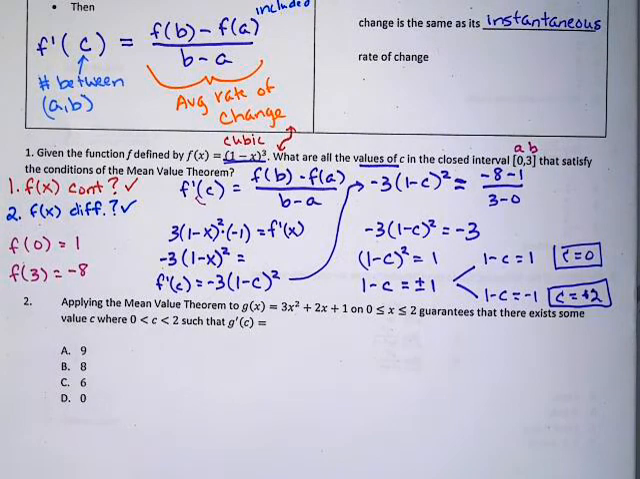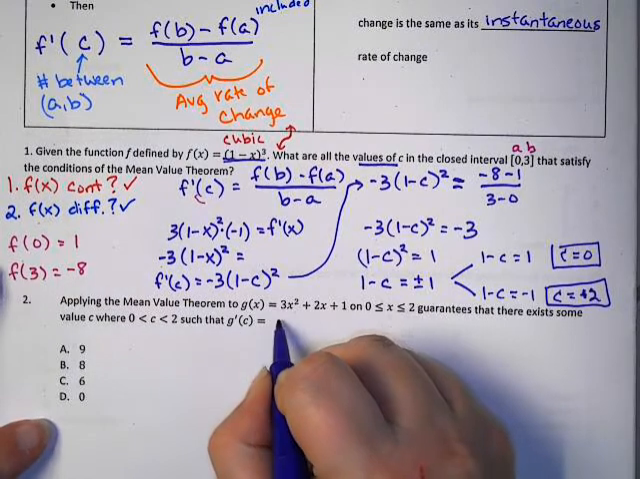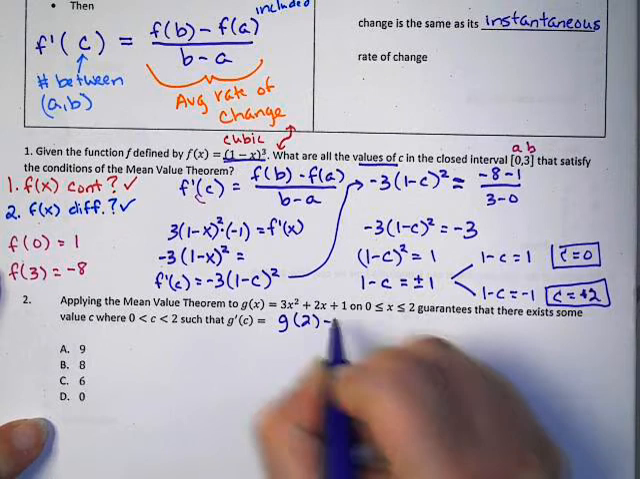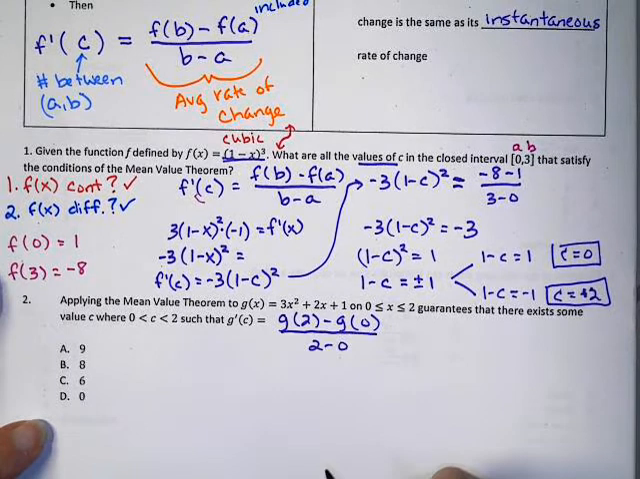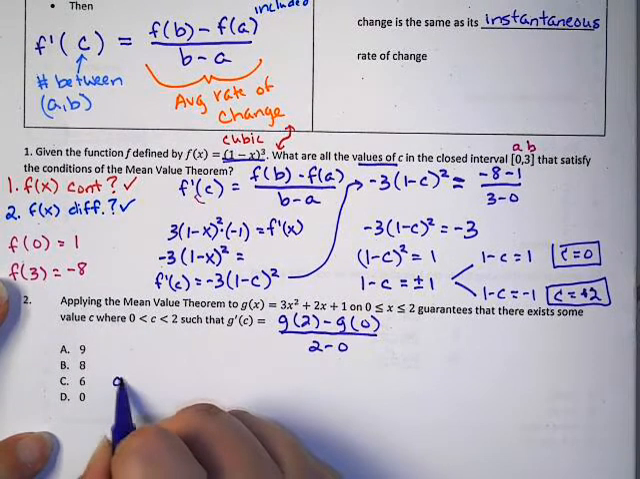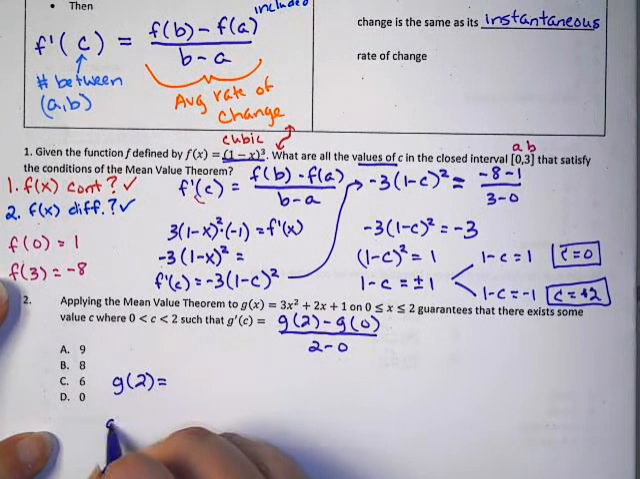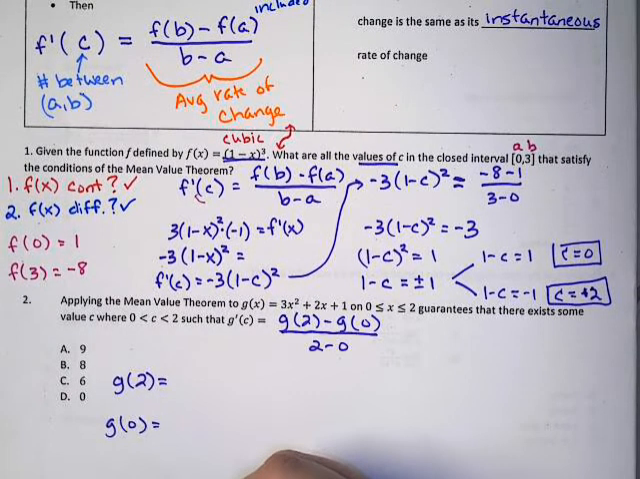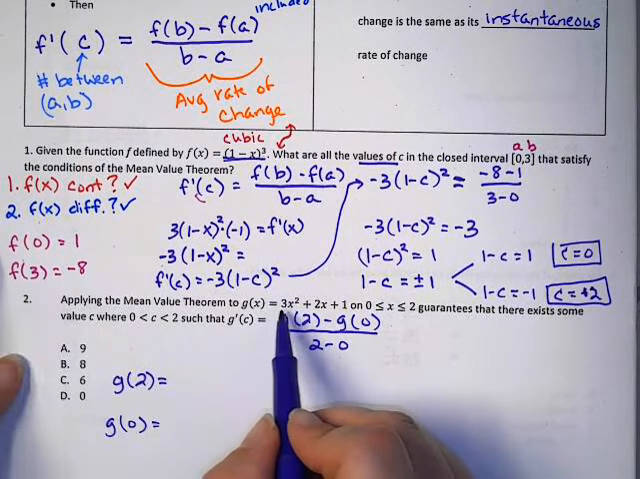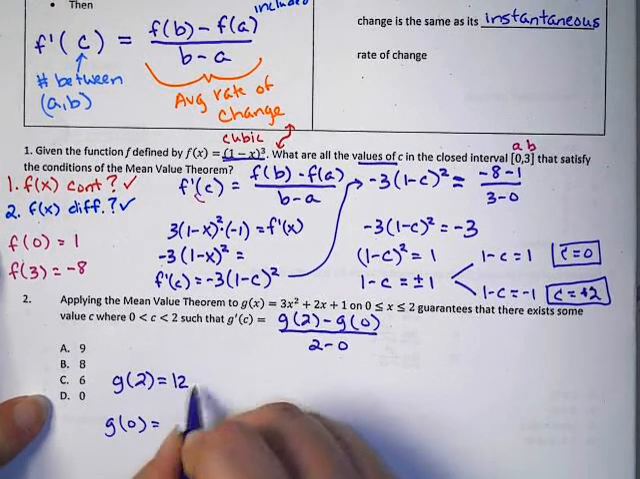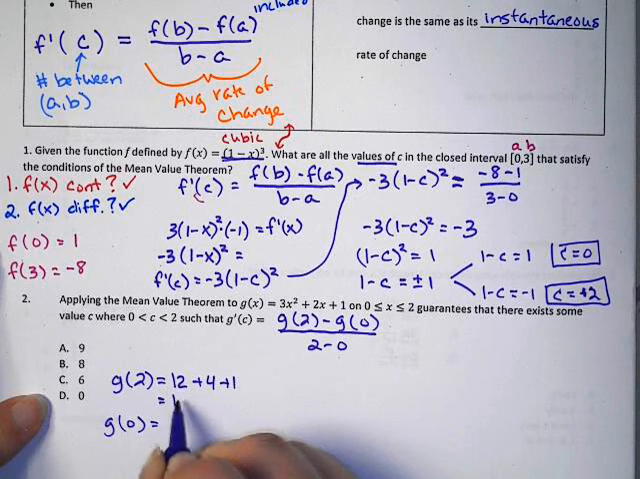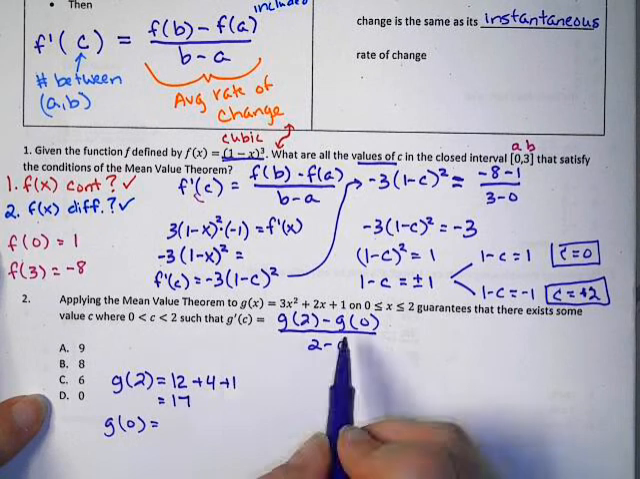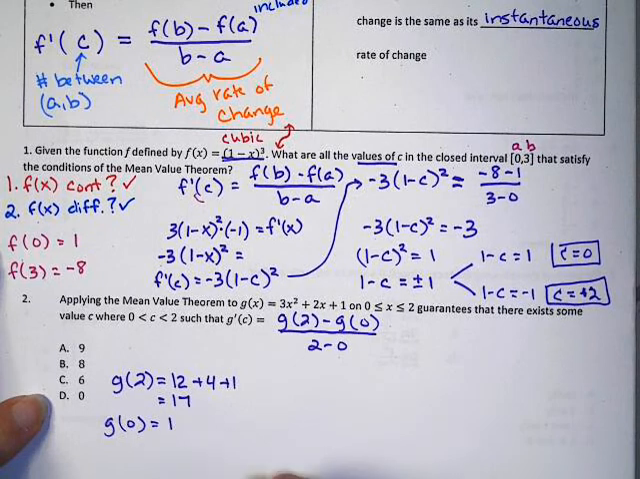So we know that the instantaneous rate of change has to equal the average rate of change. So it has to equal g of 2 minus g of 0 all over 2 minus 0. So again, I usually like to go over to a different spot to actually do my g of 2 and my g of 0, just so I don't mess up my negatives and stuff. So g of 2, if I plug 2 into here, 2 squared is 4 times 3 is 12, plus 2 times 2, which is 4, plus 1. So my g of 2 is actually 17. G of 0 means 0, so I get a 1.